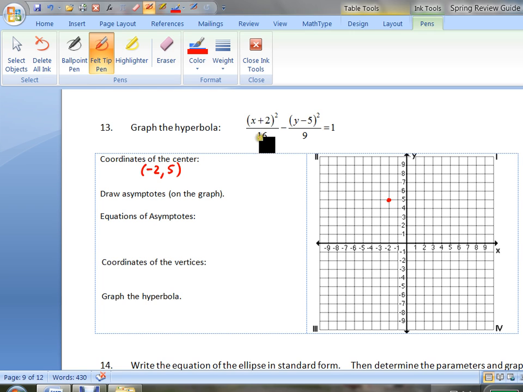If I square root the 16, I get 4. If I square root the 9, I get 3. So in the x direction, I'm going to go 4 from the center in either direction. And the y, I'm going to go 3. So 3 up and 3 down. And then I'm going to go ahead and draw in my rectangular box.